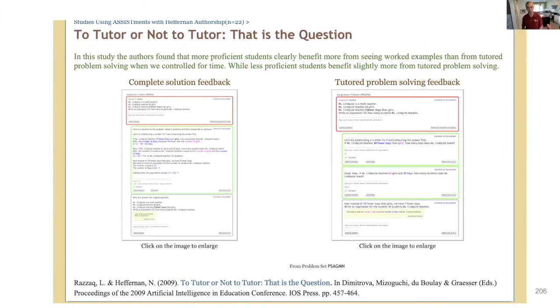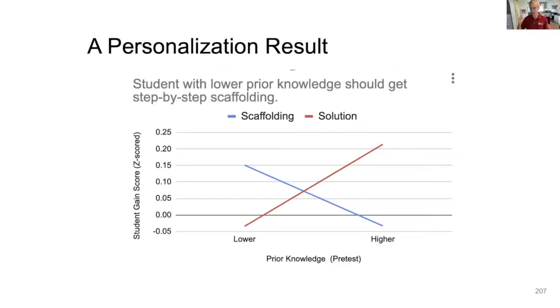And when I say that, we want a result like this: Razzaq and Heffernan in 2009, "To Tutor or Not to Tutor," where we had two different ways of giving feedback. One is, here's the complete solution. That is, we will spew text at you and you read it and click, I have read this. And the tutor problem solving was, we will break the problem down into three steps and give you hints on each step. Turns out lower knowledge kids, the kids below the median on the pretest, really benefited from this step-by-step feedback. They learned more. The higher knowledge kids benefited more from the solutions. Just give me the damn solution and let me read it.